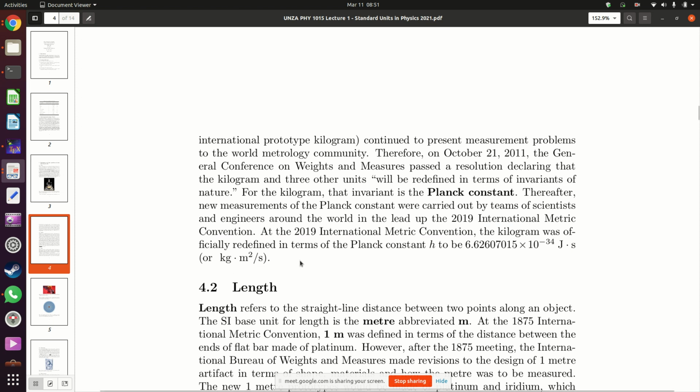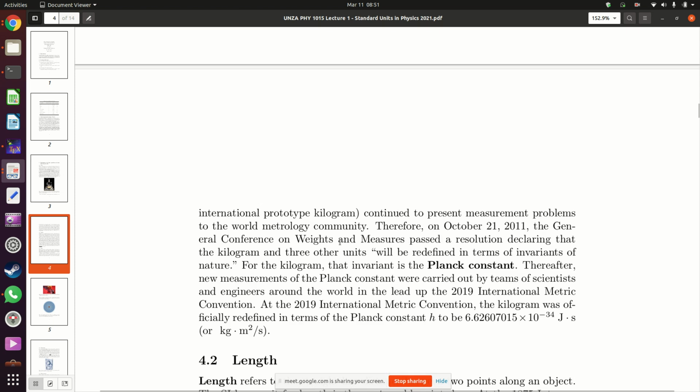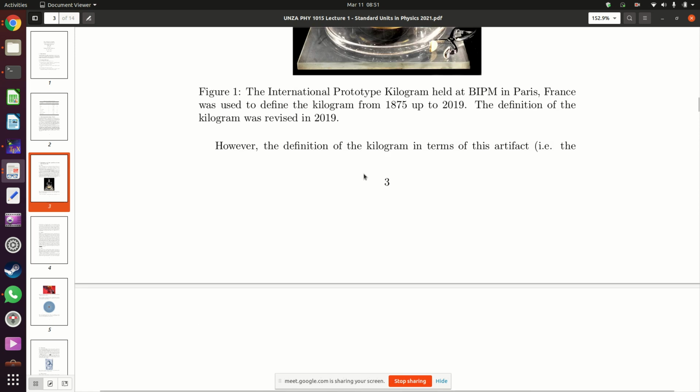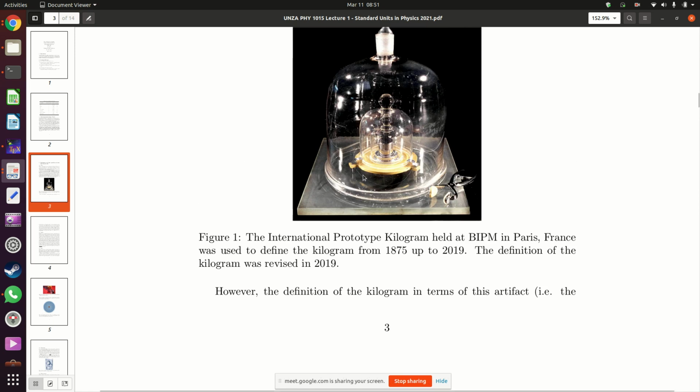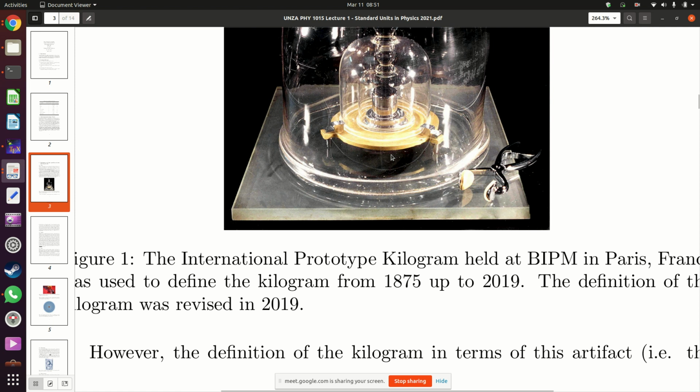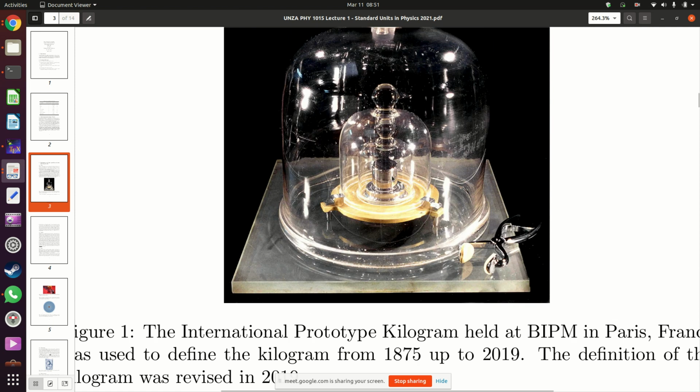So these days, the definition of the kilogram is in terms of Planck's constant. But even as we define things in terms of other things, the amount of matter has to remain the same. It doesn't mean that we now have less matter or more matter; the amount of matter when you redefine something still needs to be the same. Are we clear?